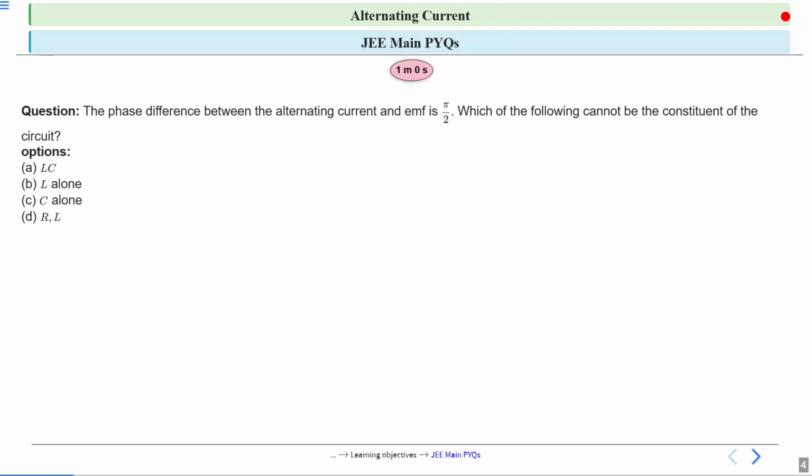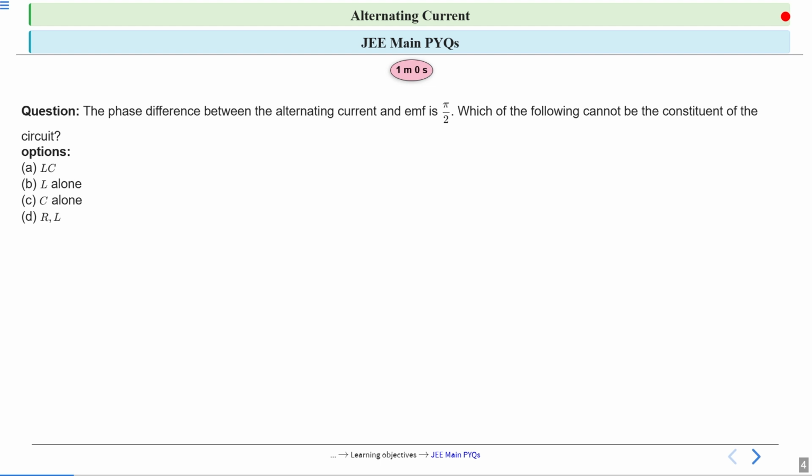So the question is, the phase difference between the alternating current and EMF is pi by 2. Which of the following cannot be the constituent of the circuit? Okay, so the phase difference between alternating voltage and current is given. So you have to determine which of the given options cannot be a constituent of the circuit. Okay, means what component should be there for phase difference pi by 2.